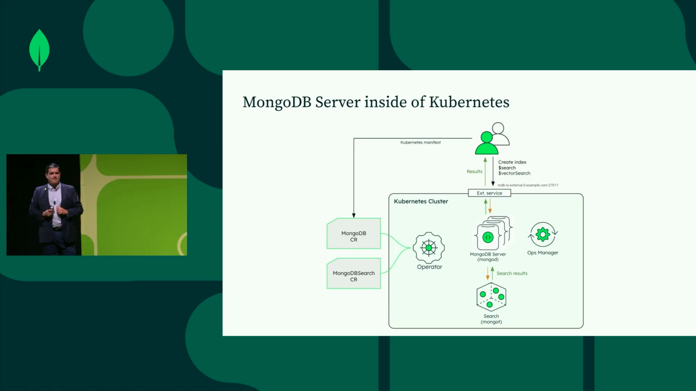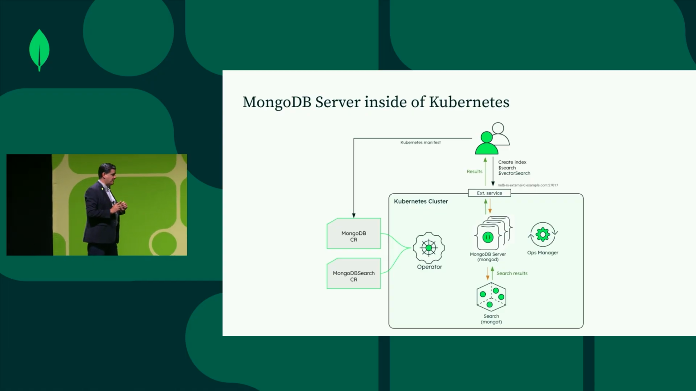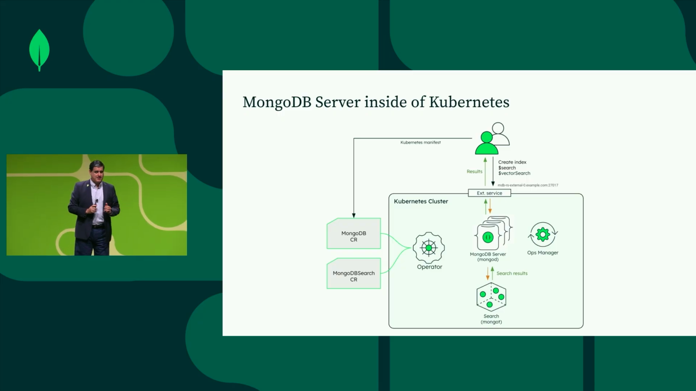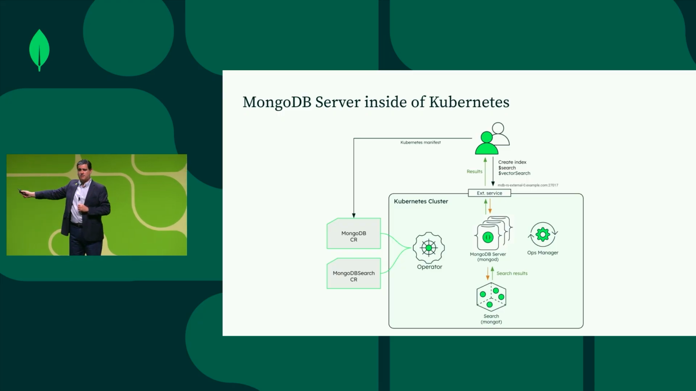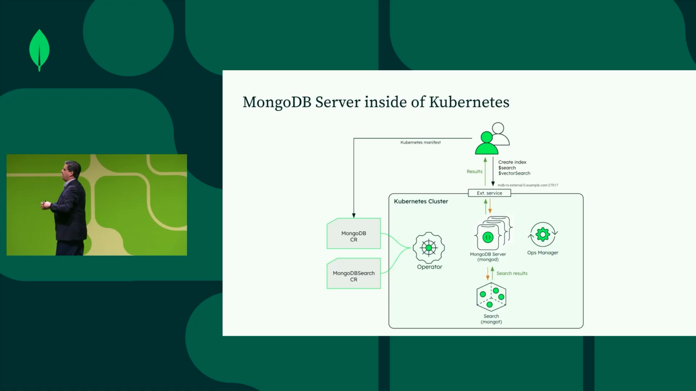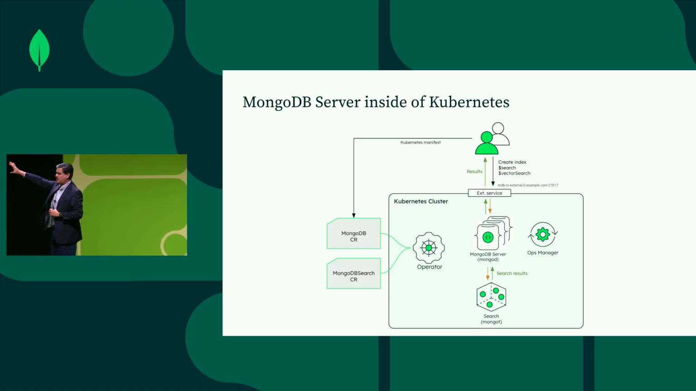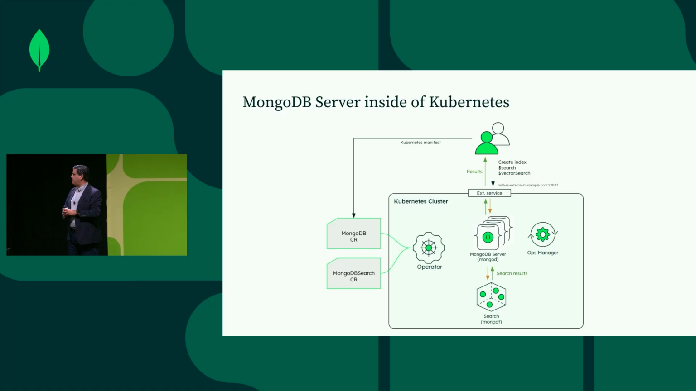This is an example of the MongoDB server running inside of Kubernetes. So you can see on the bottom part of the screen, you have the different operators, the different search, the different Mongo server and Ops Manager, all together within a Kubernetes cluster. You can see the interactions with the custom resources we just created with MongoDB and MongoDB Search, and you have the customer interaction on top. This is an example of having everything together inside of Kubernetes.